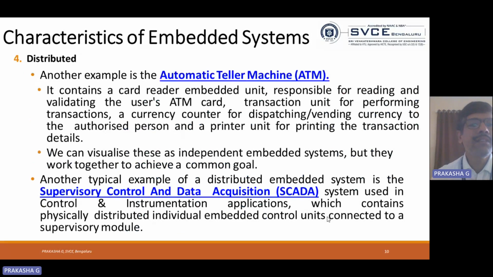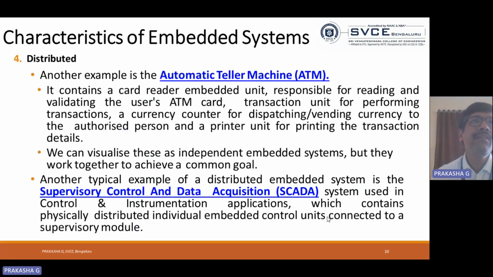ATM, automatic teller machine. It contains a card reader embedded unit responsible for reading and validating the user's ATM card, a transaction unit for performing the transaction, a currency counter for dispatching or vending the currency to the authorized person, and a printer unit for printing the transaction details. See how many operations are there in the ATM machine itself.